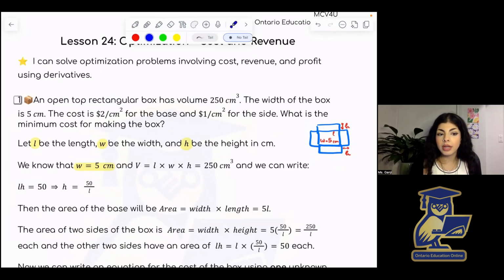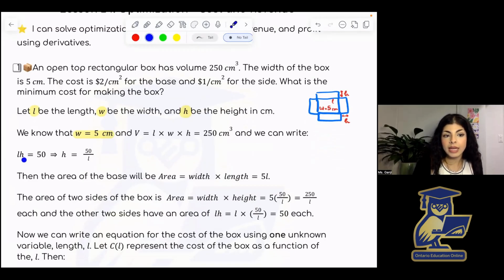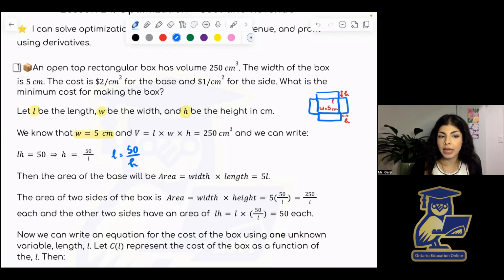And this is the quantity that is going to help us rewrite one variable in terms of the other, because we have that volume is equal to length times width times height, which is 250 centimeters cubed. So we can write that length times height is equal to 50 centimeters cubed because the width was 5 centimeters. And so height is equal to 50 over L. You can also choose to write L is equal to 50 over H and then work with H as your variable. I just chose length here, but it would work the same way if you use H.